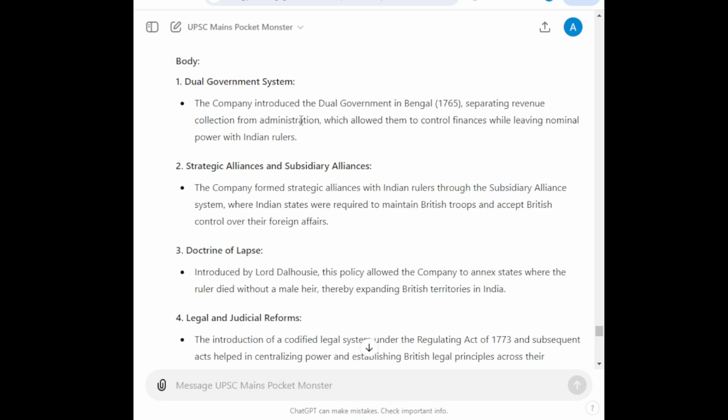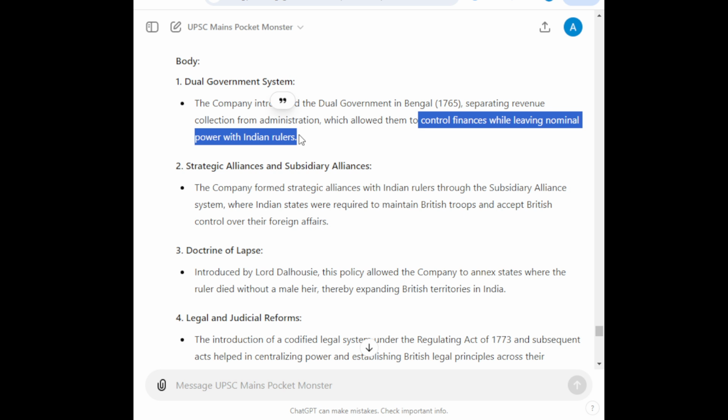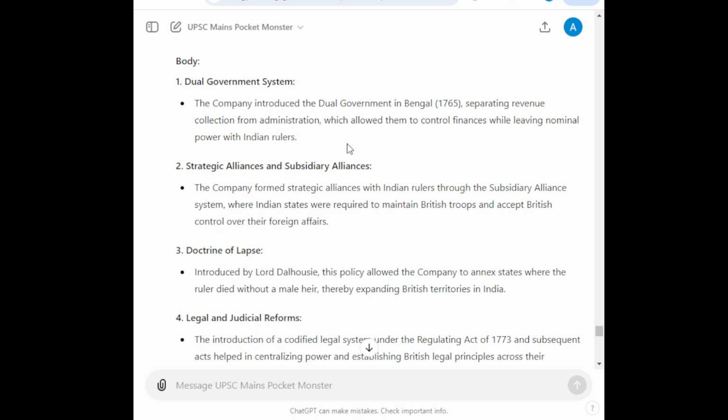You gotta note this down. Separating revenue collection from administration, which allowed them to control finances while leaving nominal power with Indian rulers. Okay, the separation of the Nawabi and Diwani, where the British are collecting the revenues, and the duty to look after the law and order situation is for the Nawabs, and they don't have the money. These are controlling the finances.